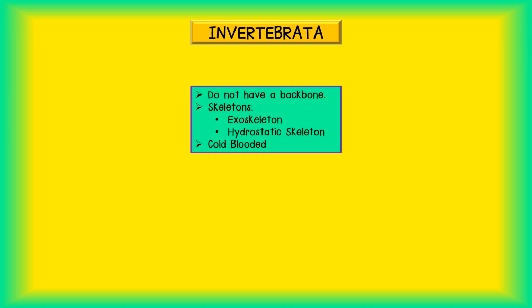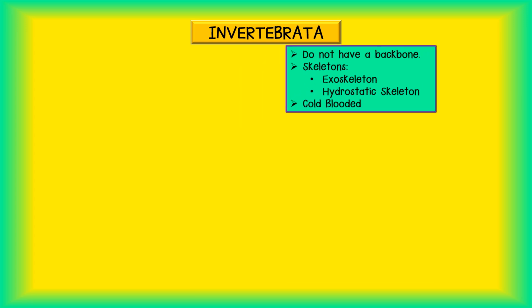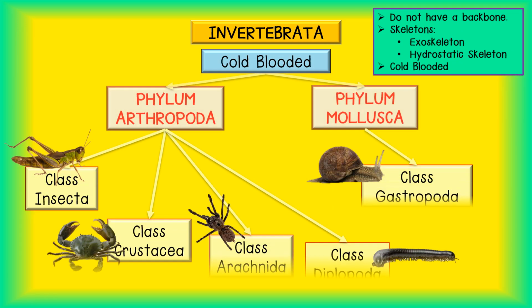In this video, we will explore the most important characteristics of two invertebrate animal groups. You will remember that invertebrates do not have backbones and may have an exoskeleton or hydrostatic skeleton. All invertebrate animals are cold-blooded animals. At this stage of your understanding, we will only study the phylum Arthropoda and the Phylum Mollusca. You need to know that there are many other phyla of invertebrate animals too.